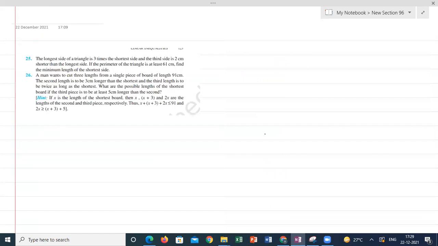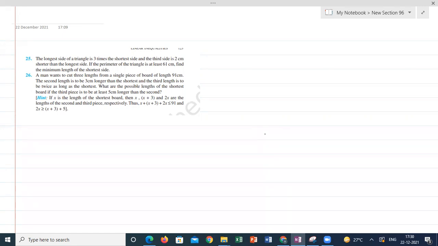Please try to solve this question, 26. The answer is 8 to 22, closed interval on both sides.